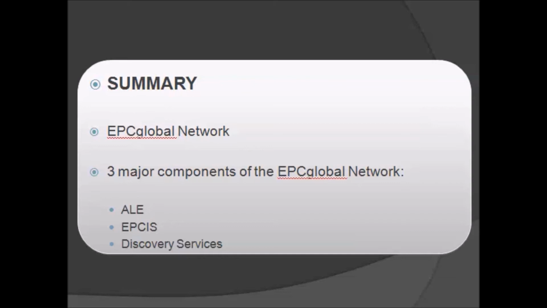The third component is discovery services. It is used to find where the information is stored. In the EPC global network, the information is not centralized. The information corresponding to the specific unique ID number of the RFID tag will be managed and stored by each relevant partner of the supply chain.